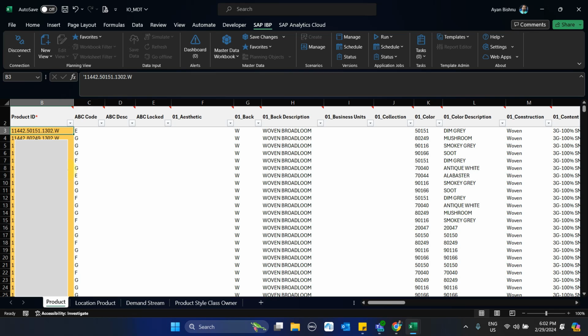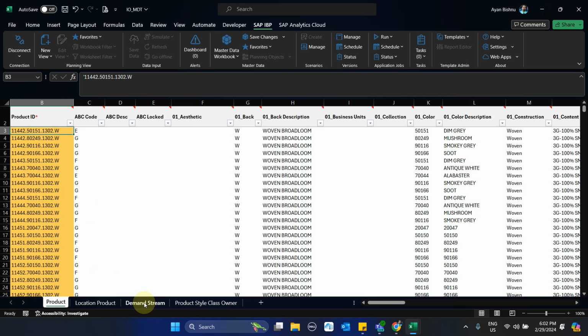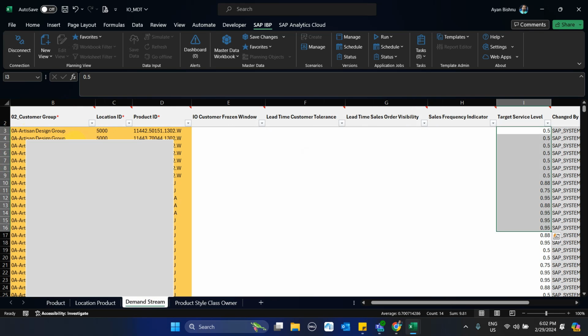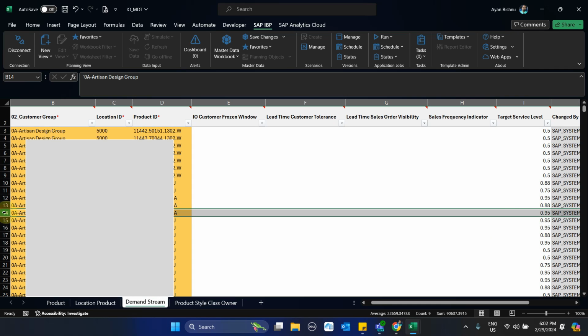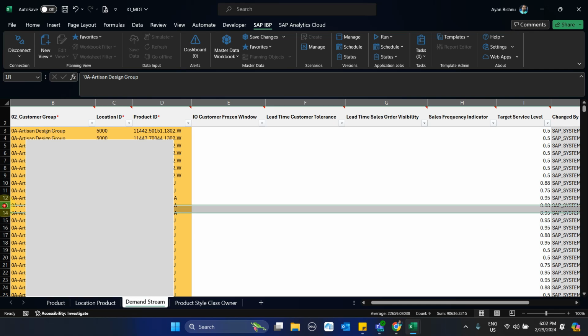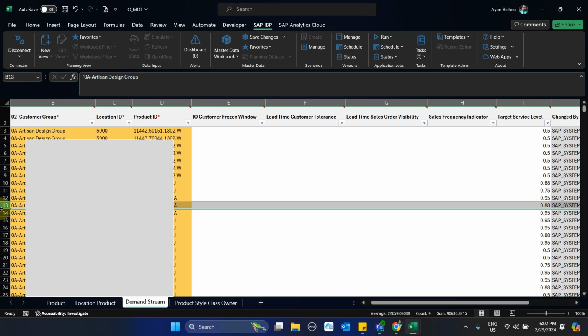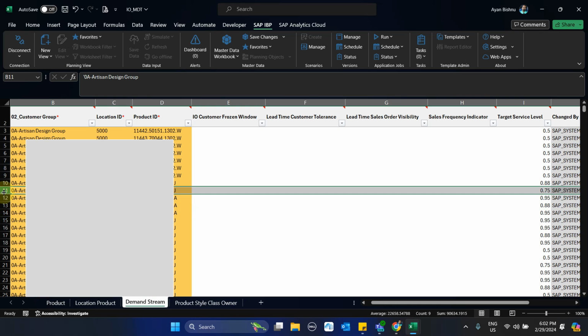So we have maintained a very simple logic: if a product has a segmentation of A, then I will maintain a target service level of 0.95. If it is B, I will maintain 0.78. If it is C, I will maintain 0.75. Whereas if something is neither A, B nor C, I will maintain a target service level of 0.5.